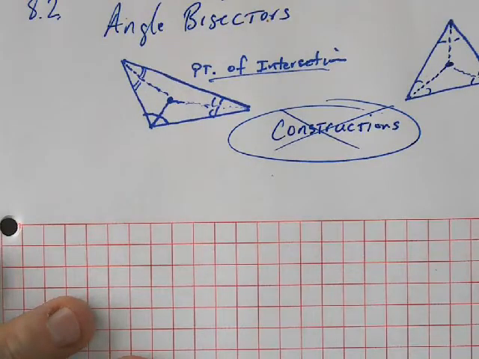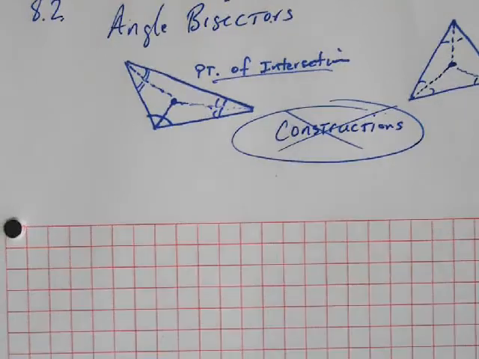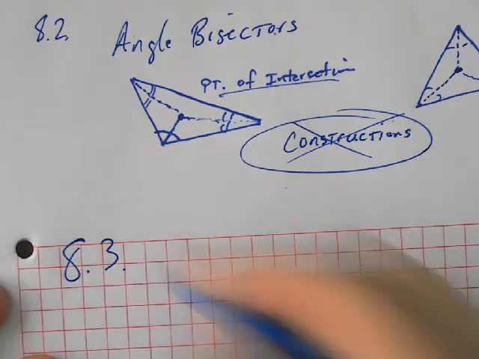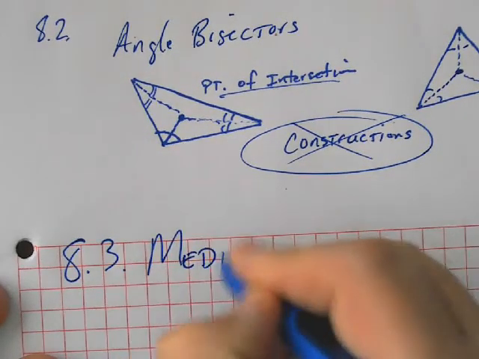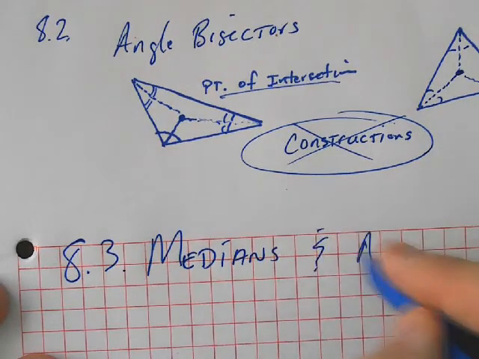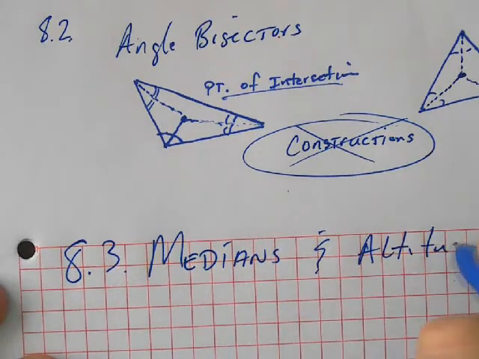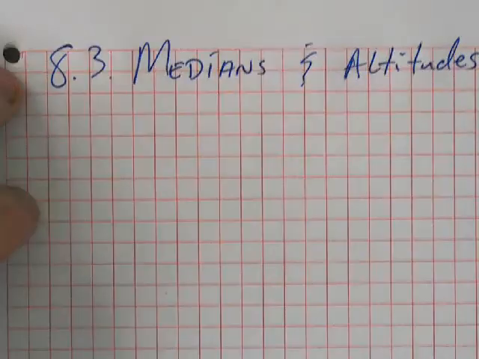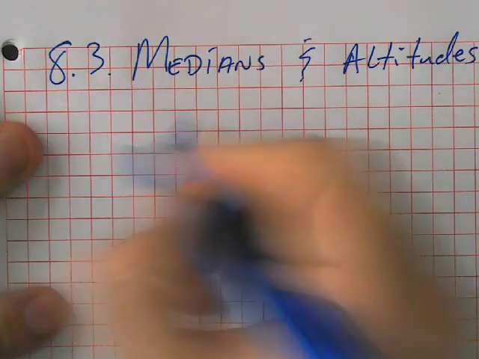Okay, so let's see. That video looked good enough. Yeah, I think it does. Okay, let's go ahead and go to 8-3. And the two terms that 8-3 talks about are medians and altitudes. Okay? Medians and altitudes, if you want to write that in your notes. Medians and altitudes. All right, let's talk about a median first.